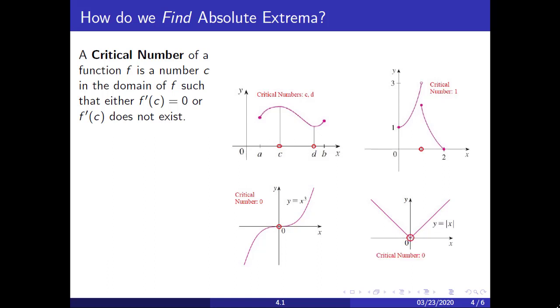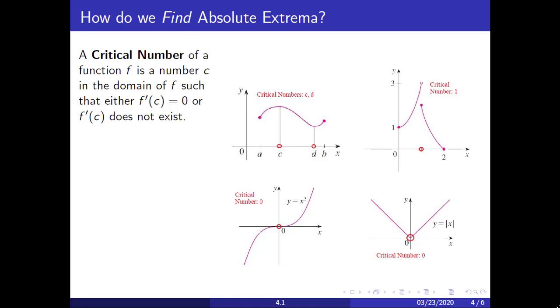Now, taking a minute and looking over these, is there any pattern that we can notice? It certainly can't be that every critical number is the location of an absolute or local extreme value, because the second and third graphs both have critical numbers that are neither maxes nor mins. Are any local maximum or minimum values located at non-critical numbers? No. Every local extreme value is located at a critical number, although the opposite is not true.